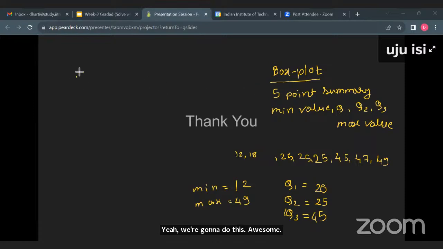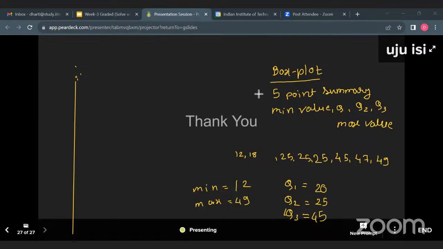So box plot, for box plot I need this thing.